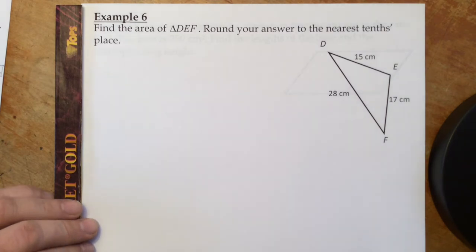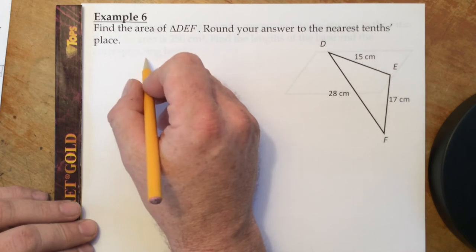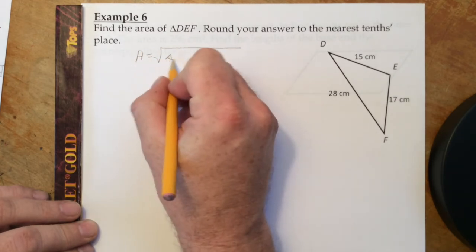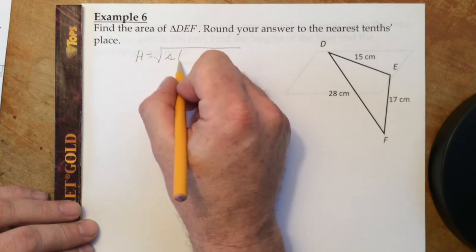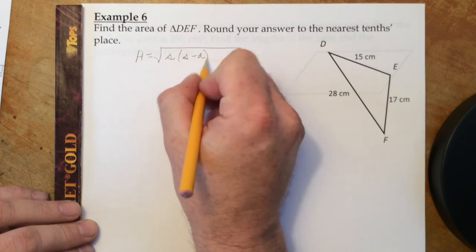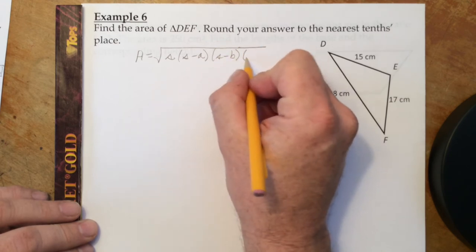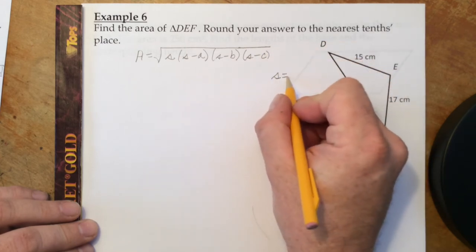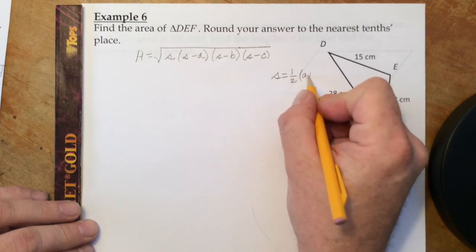As we discussed in the notes, Heron's formula has 2 parts. The first part is used in the second part. The formula for Heron is A equals the square root of S times S minus A, times S minus B, times S minus C, where S is equal to 1/2 times the sum of all 3 sides.